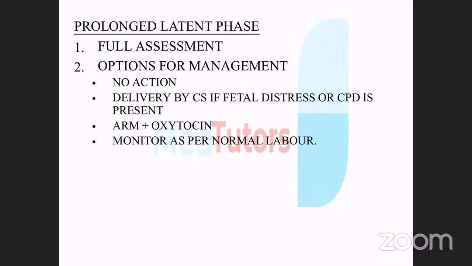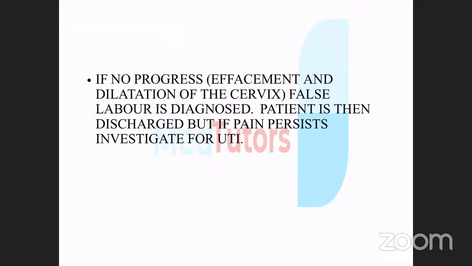If there is no progress in terms of effacement and dilatation of the cervix, you now diagnose false labor. So if a woman has been coming with labor pain and later you assess there's no cervical effacement or dilatation after 24 hours, it is false labor. You just advise her and then investigate her for UTI. Do urinalysis to check if you have proteins, nitrites, or leukocytes, then suspect UTI and give her appropriate treatment. Next slide.